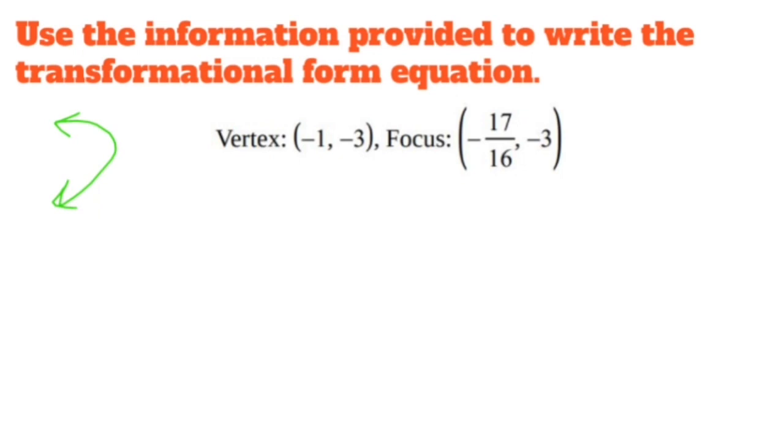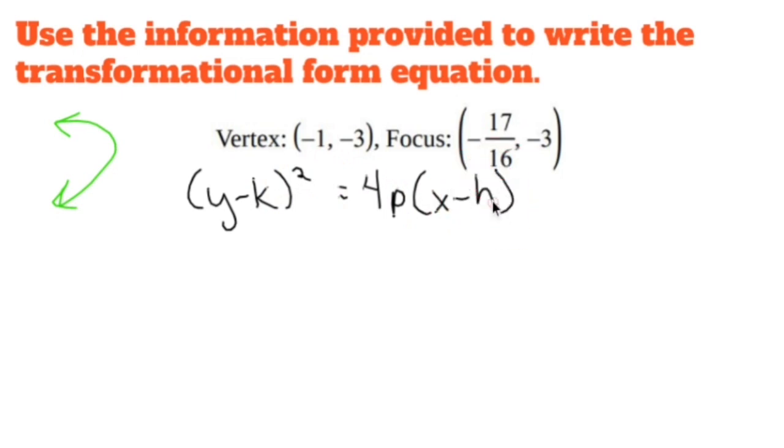An equation of a parabola that looks like that in standard form is going to be y minus k squared equals 4p times the quantity x minus h. Now let's label some things. The vertex is (h, k). The focus is going to be (h plus p, k). So I have an h, not bad. I have a k, not bad. I don't have a p, so let's find out what that is.